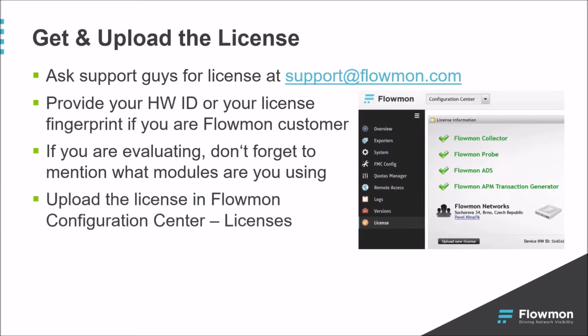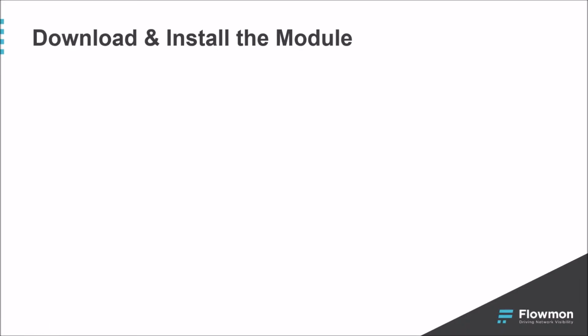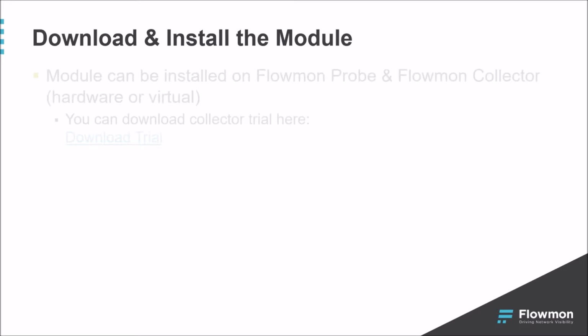So ask or request our guys from support to send you the license. They will send you the license, no problem, and then you will upload the license into the configuration center in the licenses as you might be used to. If everything goes correctly, you will see in the list of licenses Flowmon APM transaction generator. And after that, you can go and download the package and install the module.